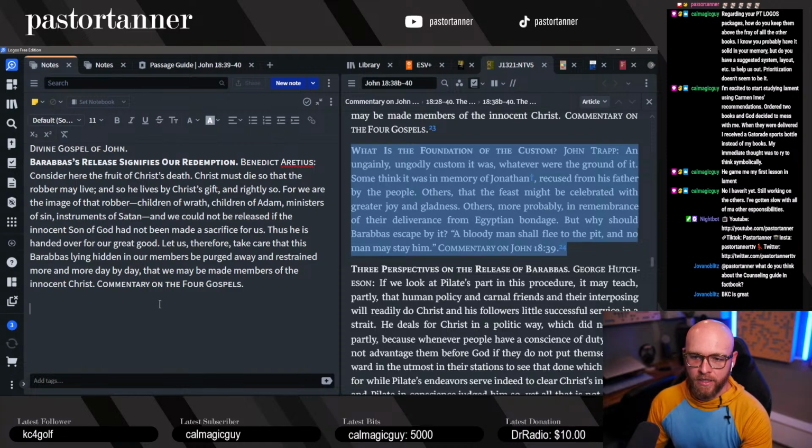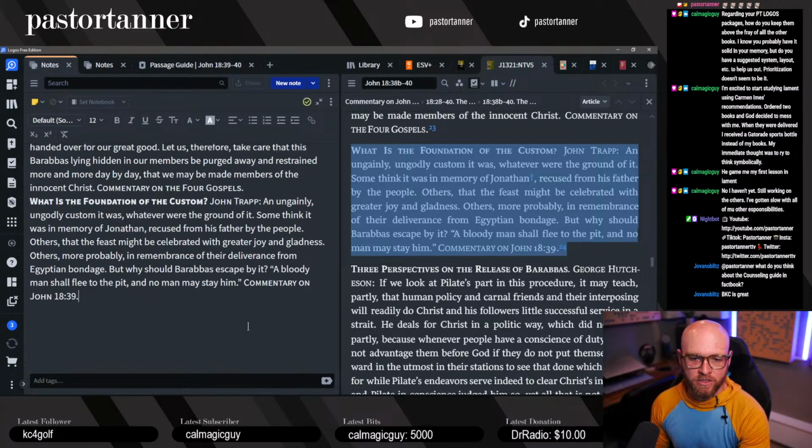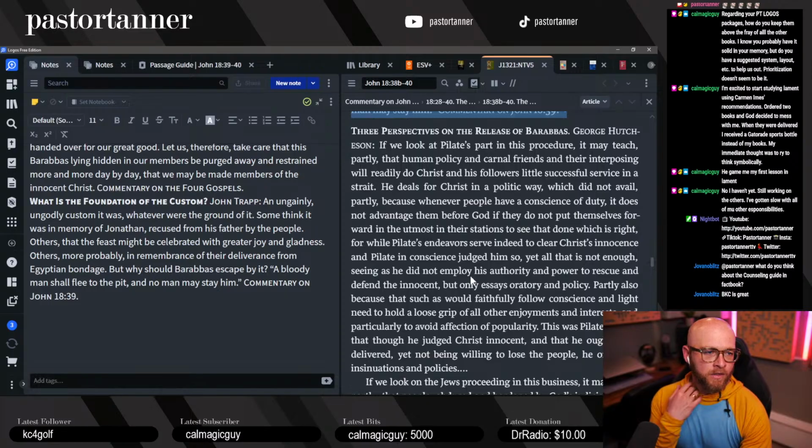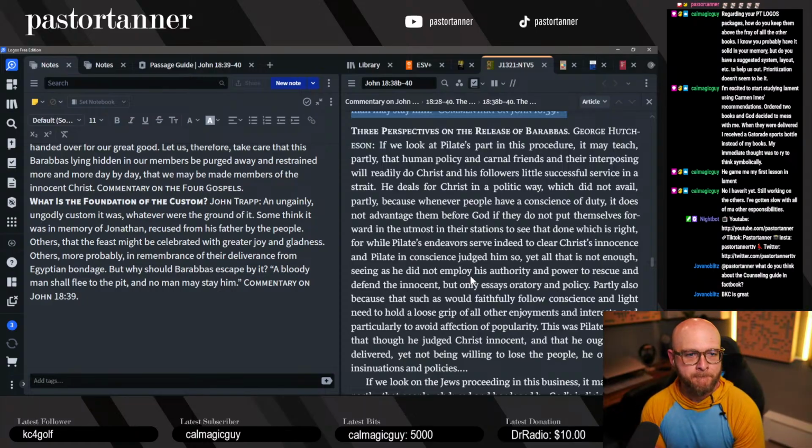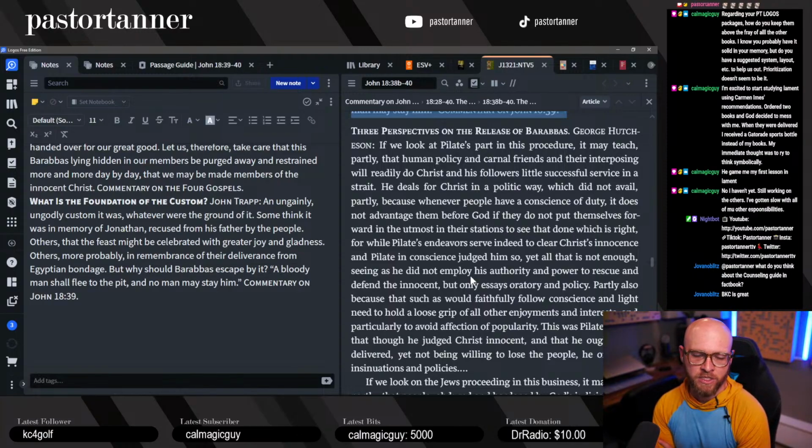I can't at the moment see where I might use it, but I'll put it down just in case. Three perspectives on the release of Barabbas from George Hutchison. I didn't like his comment much earlier, so let's see what he says here. If we look at Pilate's part in this procedure, it may teach partly that human policy and carnal friends and their interposing will readily do Christ and his followers little successful service in a strait.